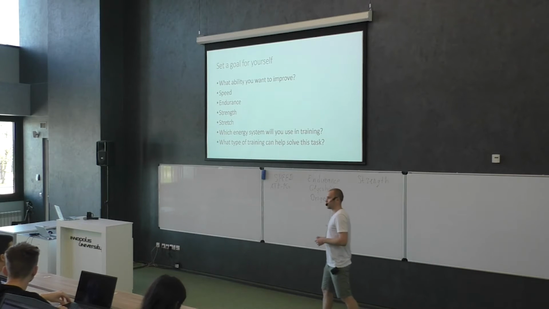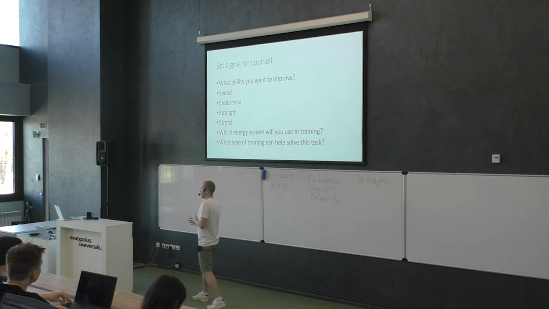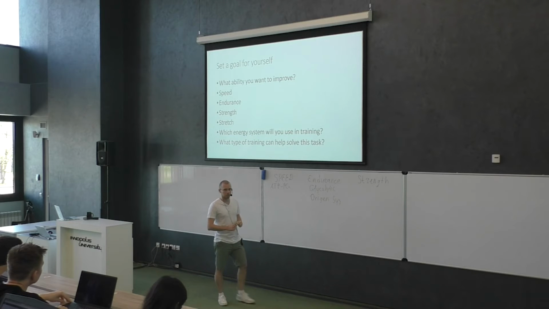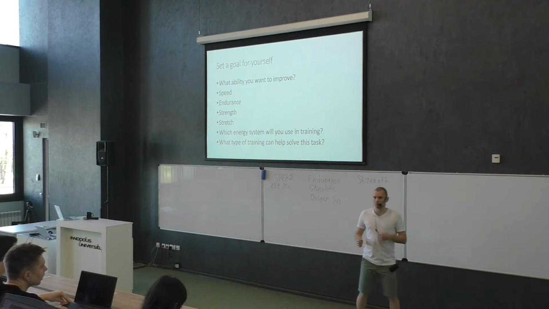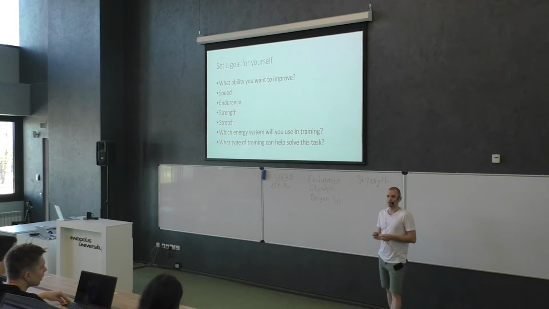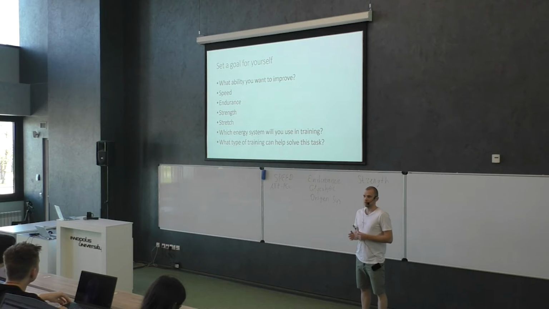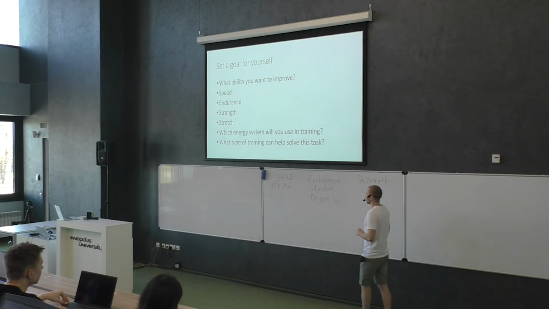For example, you want to bench 100 kilograms for one maximum repetition. Which energy system will you use? One repetition, that means it's 2 seconds. ATP-PCR, that's right.